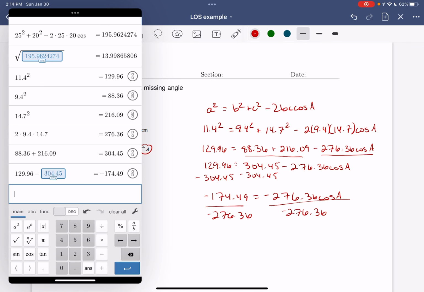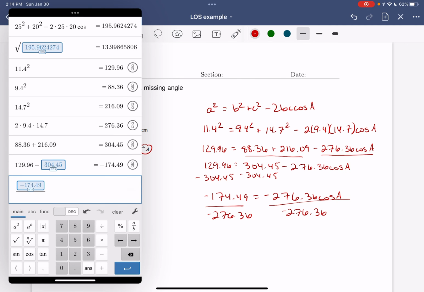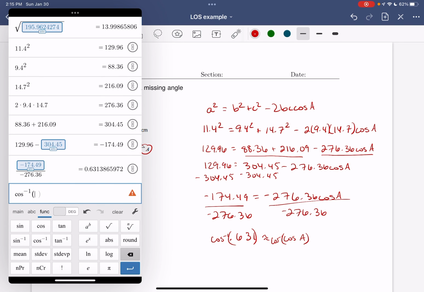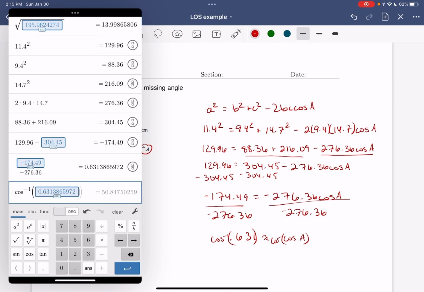Okay, so let's see. Divided by negative 276.36, I have that 0.631 is about the cosine of A. So I need to do inverse cosine on both sides to get A by itself. So inverse cosine of the answer that I just had. I have that A is just about 50.8 degrees.